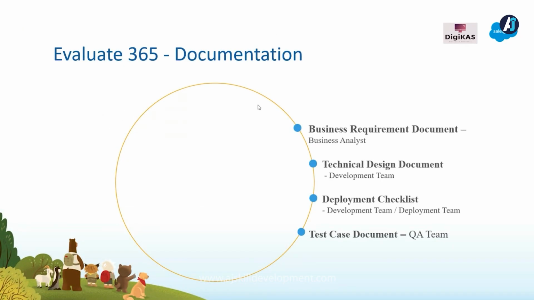As part of documentation, we have the BRD, business requirement document, which we already shared in sprint 1, prepared by me as the BA. As part of the development team, we have the technical design document, TDD, which has all the classes and flows, what we created in the Salesforce platform. It will be logged in the technical design document. The third thing is the deployment checklist, which is developed by the development team and will be shared with the deployment team. And the last thing is the test case document for the QA team. So these are the documentation we are following here.